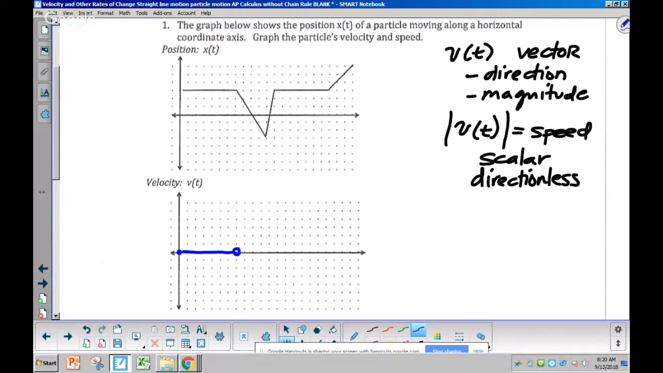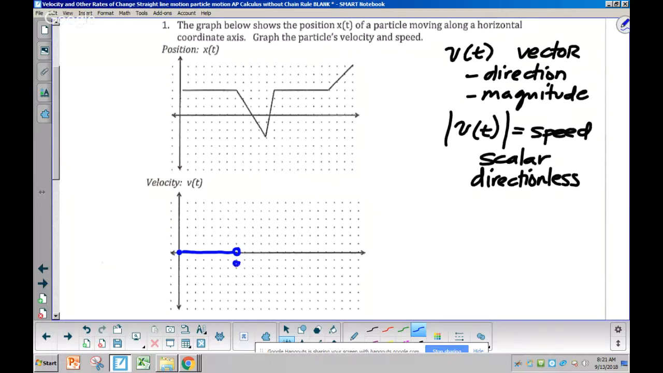I hope that makes sense, because the position is saying I'm at 3 until 7. Does that mean I'm not moving? Yeah, it means I'm not moving. All right, and now we need the slope from 7 to 11. Okay, so what is that slope? It looks like we're going -3 over 2, which is negative 1.5 roughly.